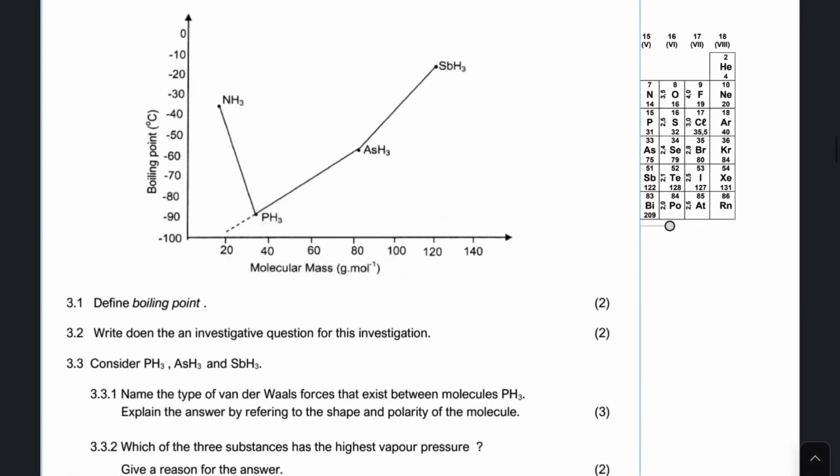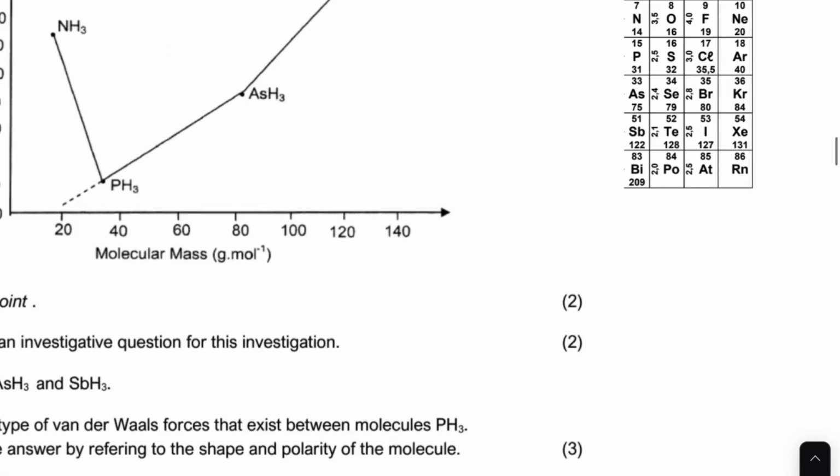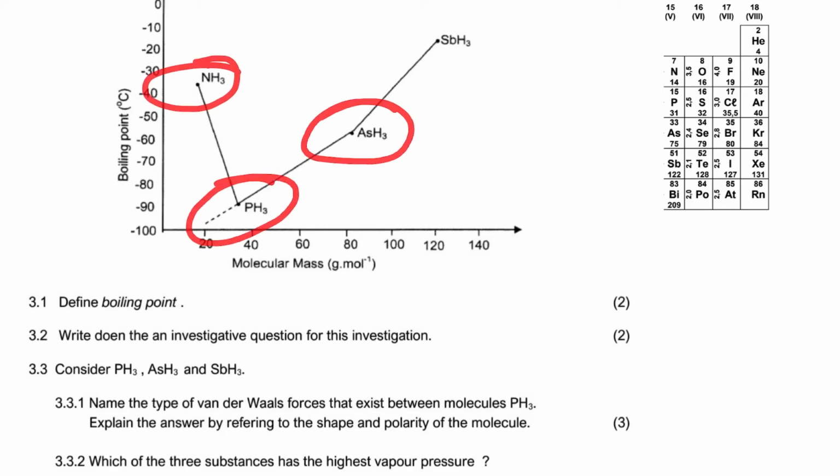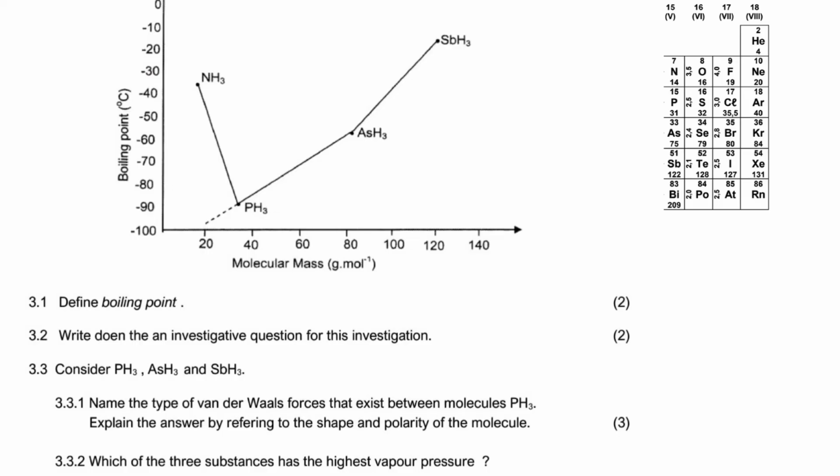Okay, guys, as we can see here, the greater the molecular mass, the greater the boiling point. You can see that, right? The one with the highest intermolecular force here is that one, followed by this one, and then this one, and this one. That's their order, because higher boiling point, higher intermolecular force.